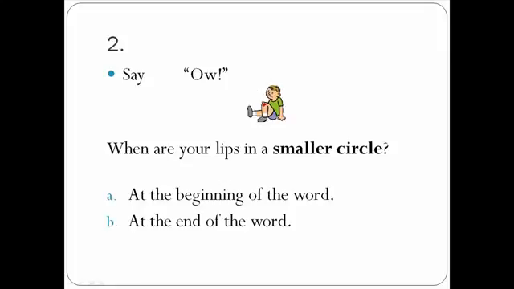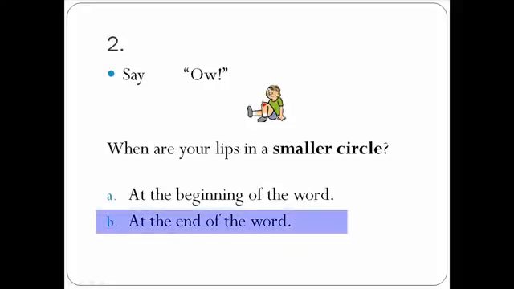2. Say ow. When are your lips in a smaller circle? Your lips should be in a smaller circle at the end of the word. You're moving again from a more open to a more closed position. A smaller circle happens at the end. Ow.